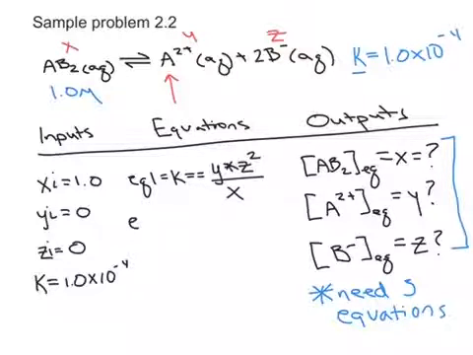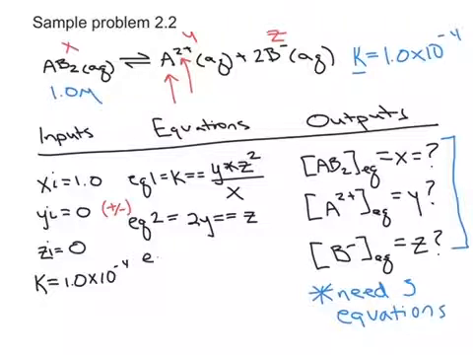Equation 2 can be your charge balance equation, which we'll signify by writing plus minus in parentheses. And that is going to equal 2y == z. And remember, to get that, you look at the charge on that first ion.